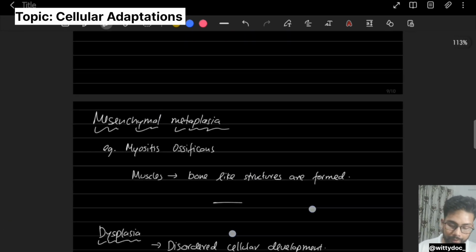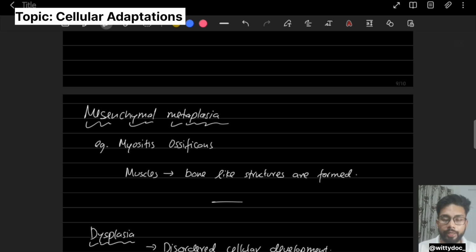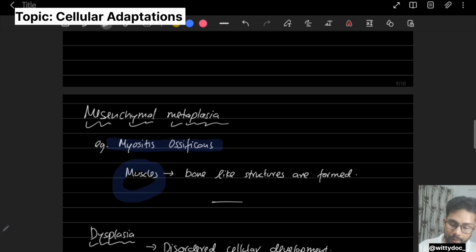Now let's go and understand mesenchymal metaplasia. The most important example of mesenchymal metaplasia is myositis ossificans, where in muscles bone-like structures are formed. So this is a disease, myositis ossificans, where in the muscle bone-like structures are formed.